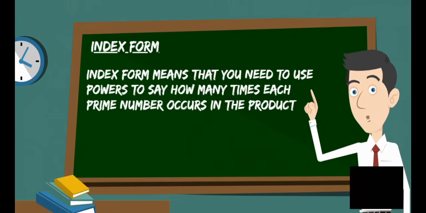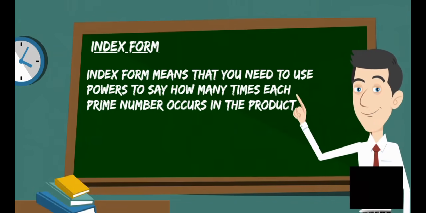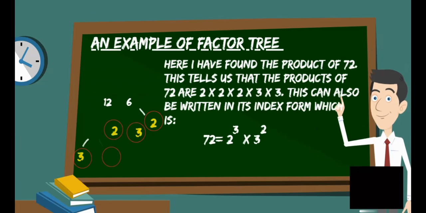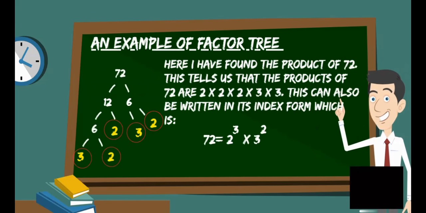Index form means that you need to use powers to say how many times each prime number occurs in the product. Here I have found the product of 72. This tells us that the product of 72 are 2 times 2 times 2 times 3 times 3. This can also be written in its index form, which is 72 equals 2 cubed times 3 squared.